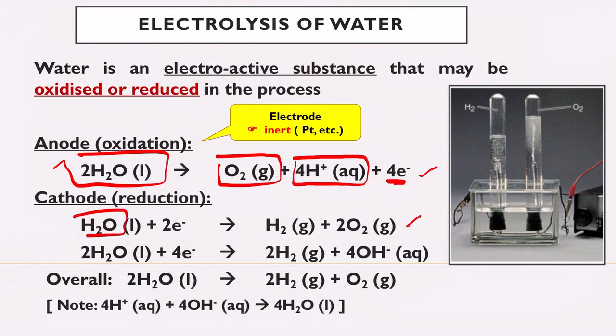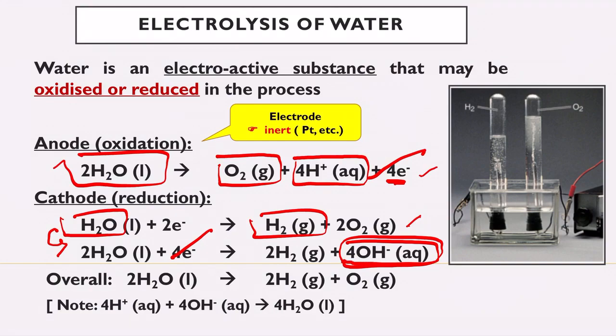Here you are forming hydrogen gas. So later you multiply by 2. Why? Because you want to cancel out your 4 electrons, right? And then you will form a basic solution when you reduce your water, right? So when you electrolyze your water, oxygen gas will be produced at your anode here.